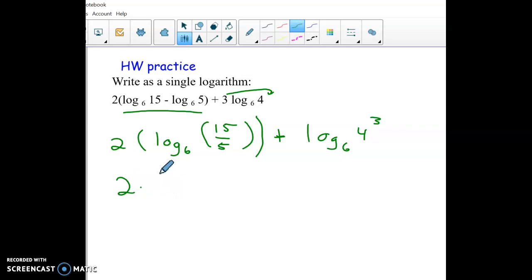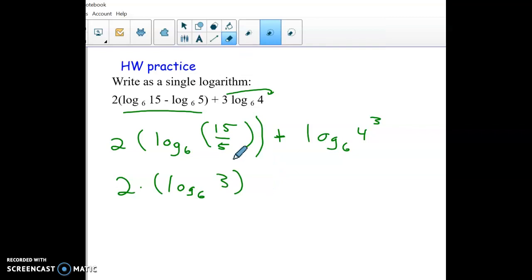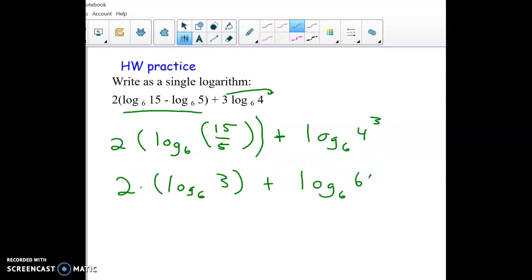So log base 6, and then 15 divided by 5 is 3. Probably don't need this other parenthesis now there. I did the 15 divided by 5. And then 4 to the third power would be 64, I believe. Okay, and now I can move this one up because it's exponent. It's a multiply, so I'm going to do log base 6 of 3 squared plus log base 6 of 64.